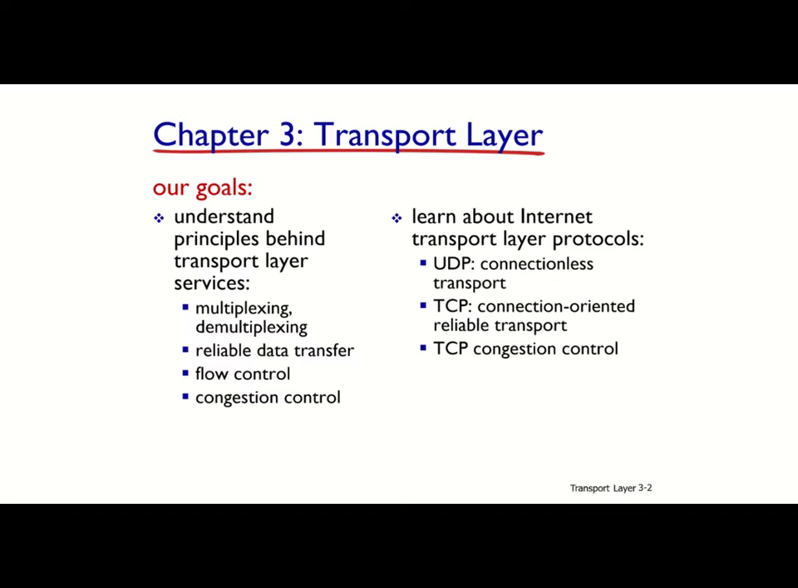reliability in data transfer. And also we talk about flow control and congestion control, which are two other services that the transport layer offers. Obviously not all the protocols in the transport layer offer these services. Some of them offer congestion control, some of them offer flow control, some of them have reliability services, but we are going to talk about all of the principles behind these services.